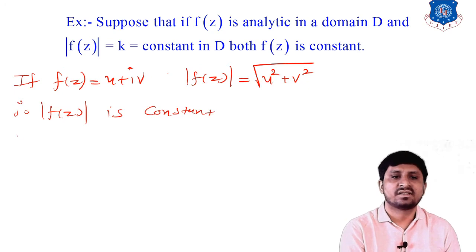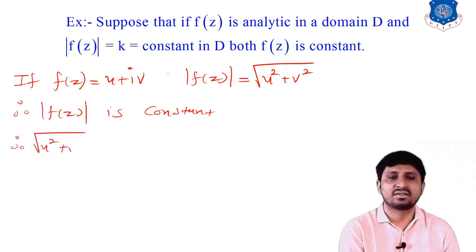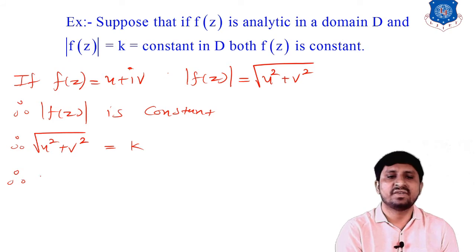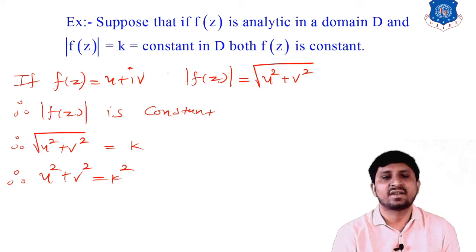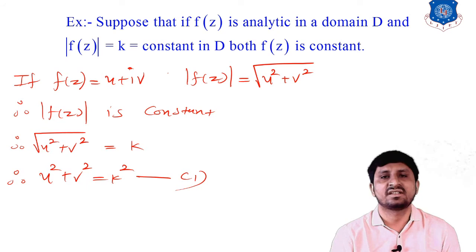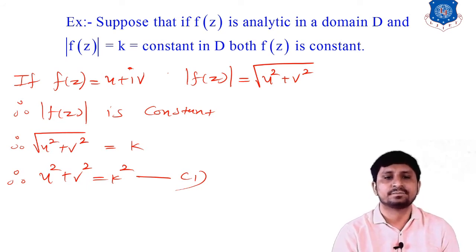That means the square root of u square plus v square is constant. So let's take the square root of u square plus v square equal to some constant k. So we can write u square plus v square equal to k square. This is my equation number 1. Let's take differentiation with respect to x and with respect to y.